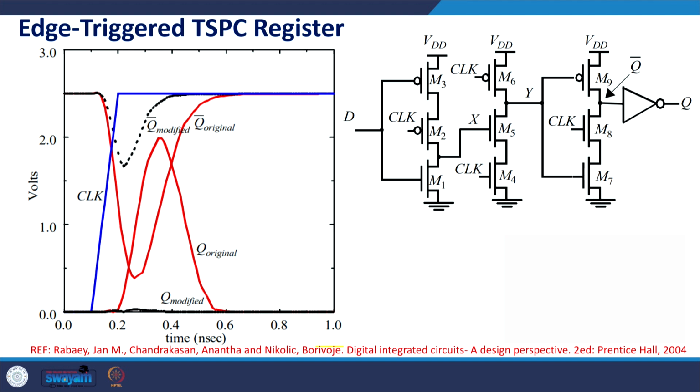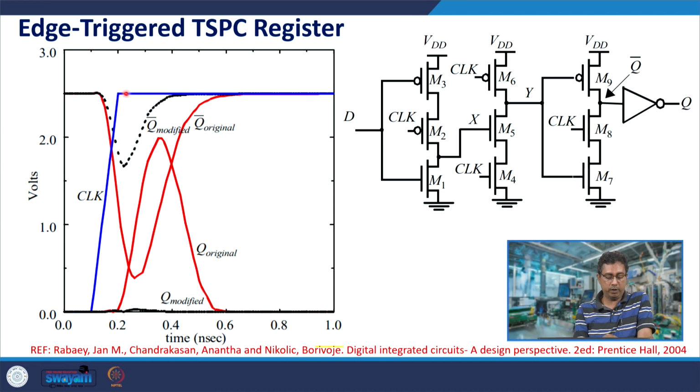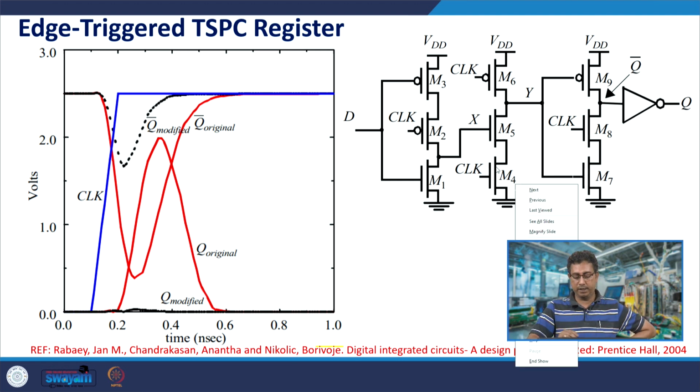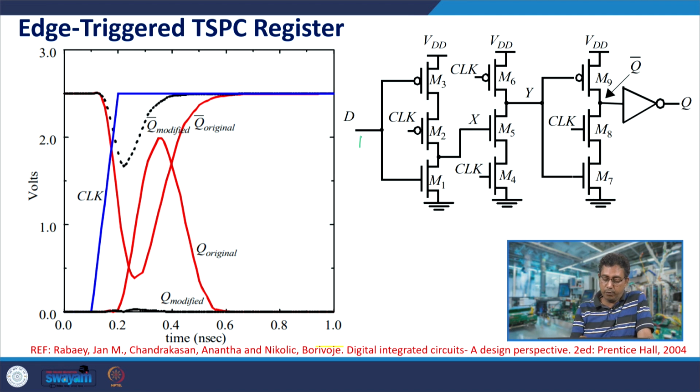One of the major issues is the glitches. Here an example has been shown. When the clock turns high and the input data is 0, x turns high. When clock is 0, x turns high and y is precharged to VDD. That would put off M9, but y would now turn from VDD to 0. Initially y is at VDD, and when clock turns high, M6 is put off and y would discharge through M5 and M4 in this case. If D is 1, this glitching would not happen.